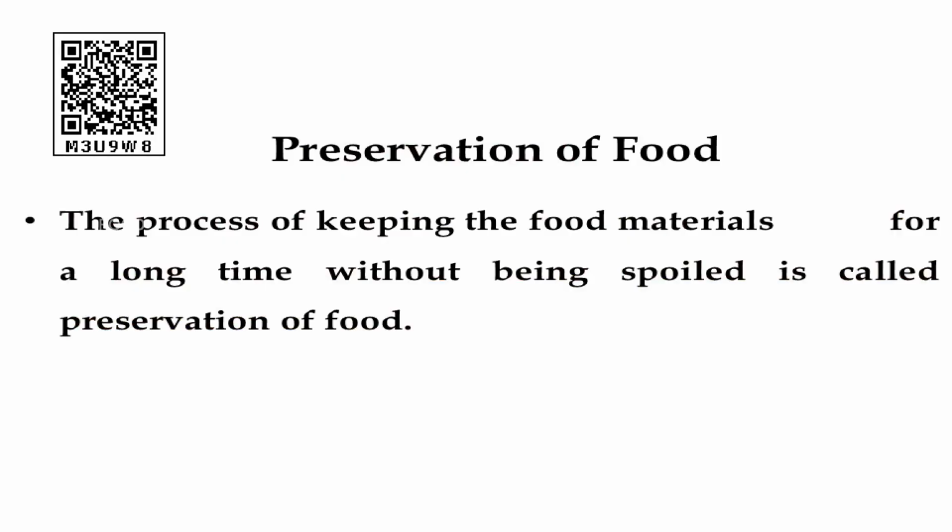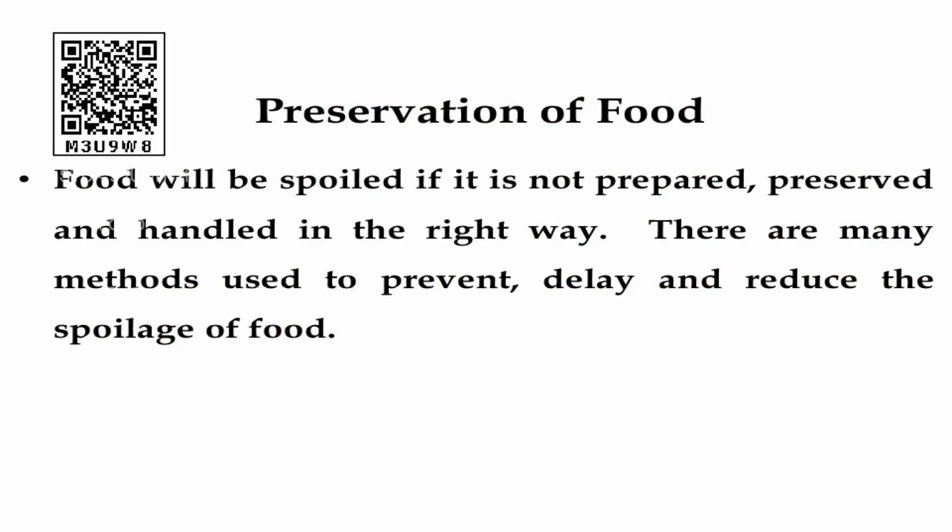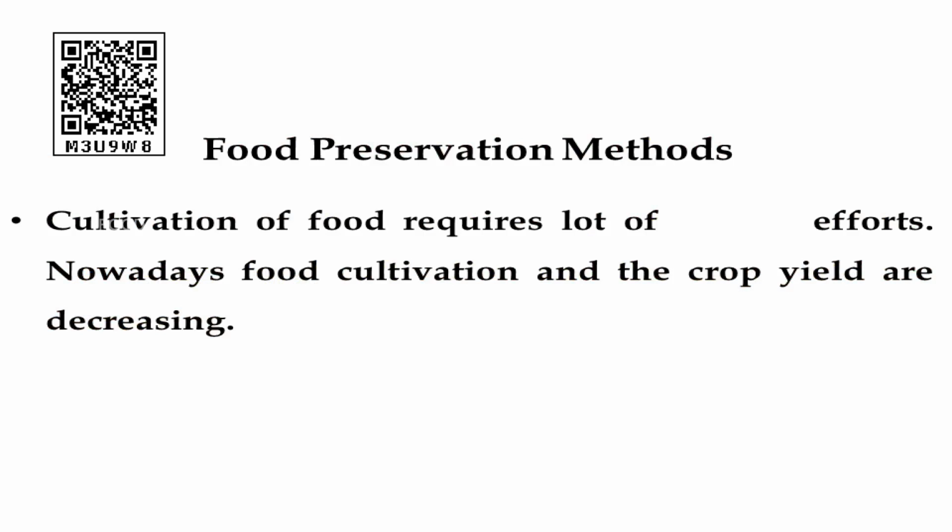The process of keeping food materials for a long time without being spoiled is called preservation of food. If the food items are not prepared, preserved and handled in the right way, definitely it will lead to the spoilage of food. There are many methods to prevent, delay and reduce the spoilage of food.